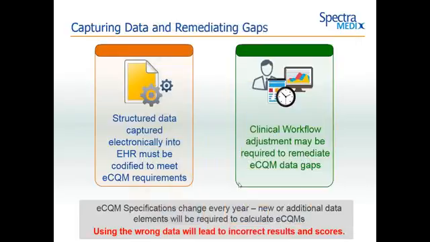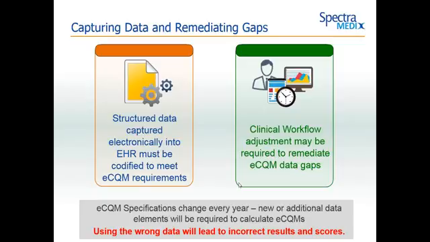And new to eCQMs is that denominator exceptions, for example, patient refused medicines or patient was allergic to medicine, are applied. But keep in mind there is no measure category assignment for missing data elements. So you cannot say data missing as you report these out.